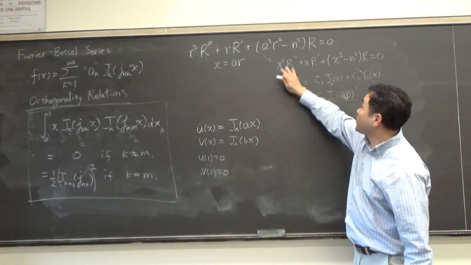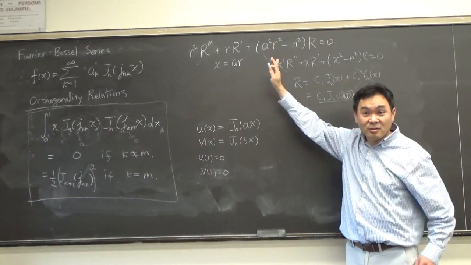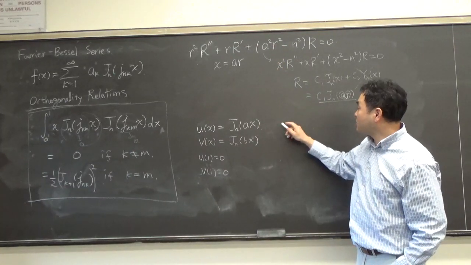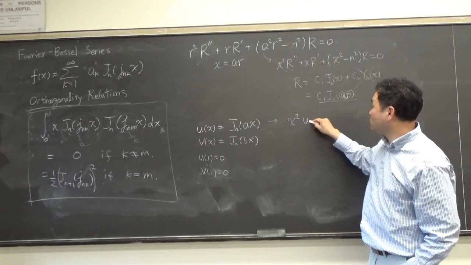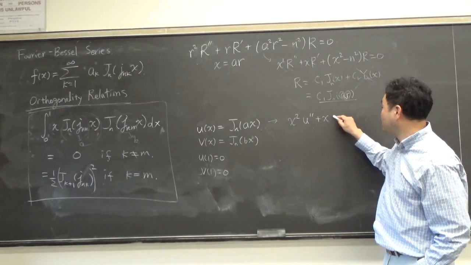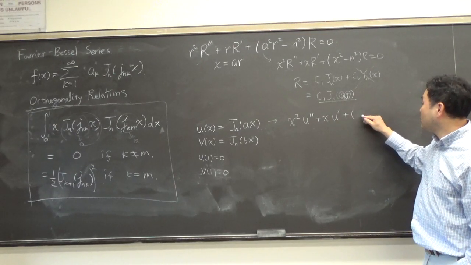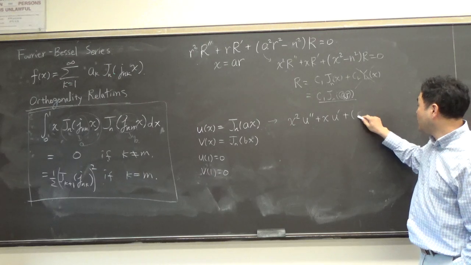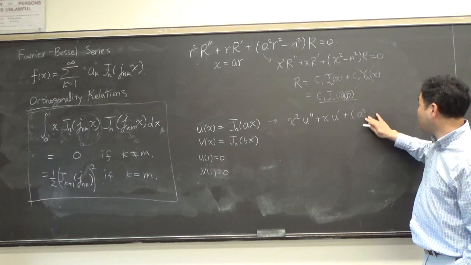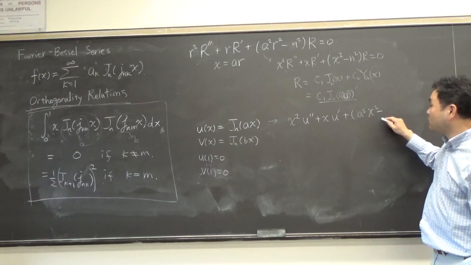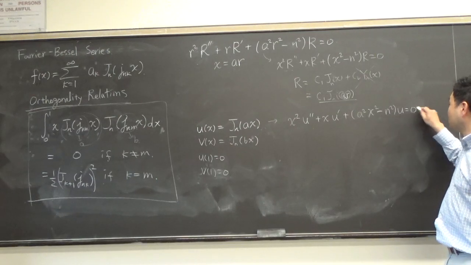This is going to satisfy this equation. Instead of r, you just have x, right? So u of x is going to satisfy the following equation. It'll be x squared u double prime plus x u prime plus a squared x squared minus n squared u equals 0.